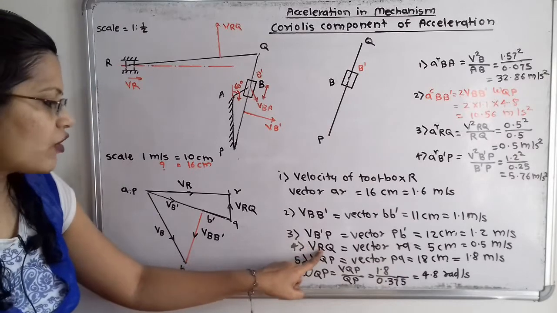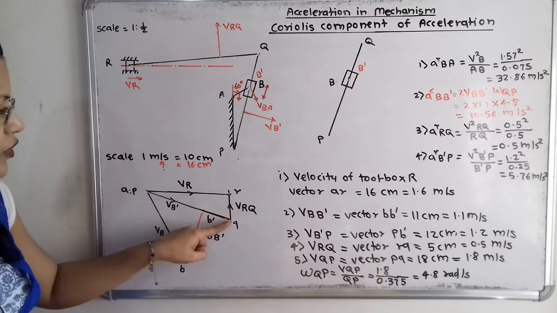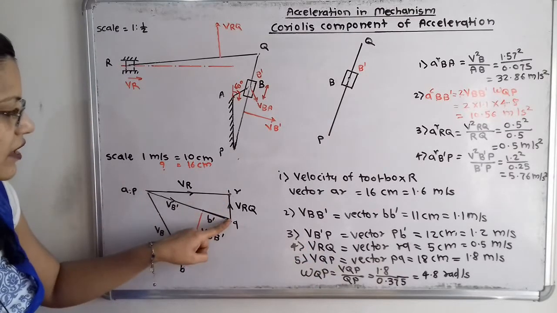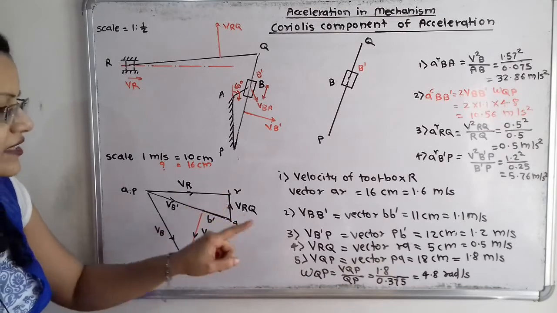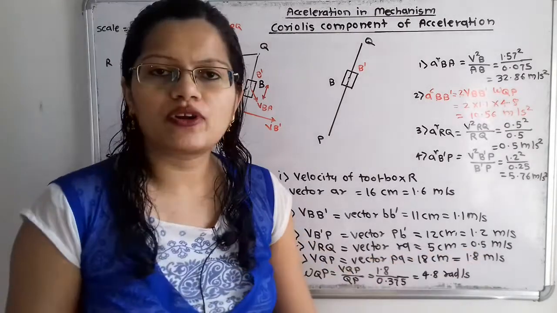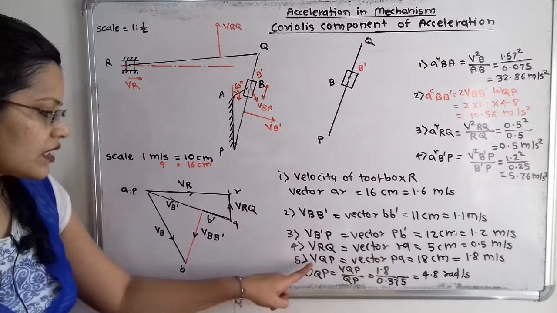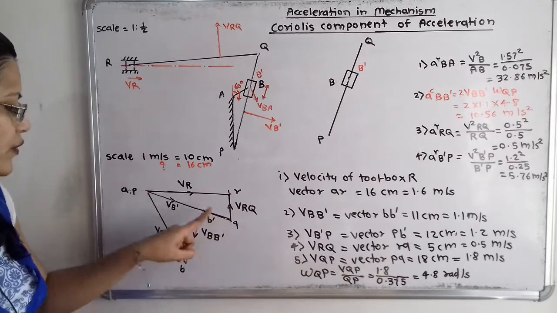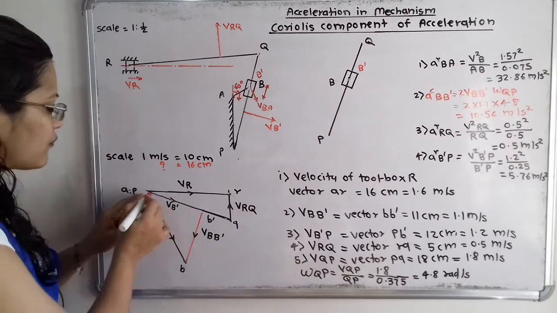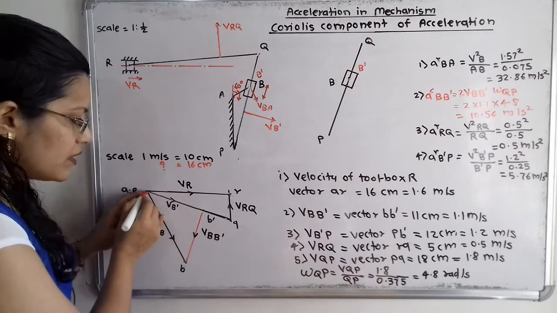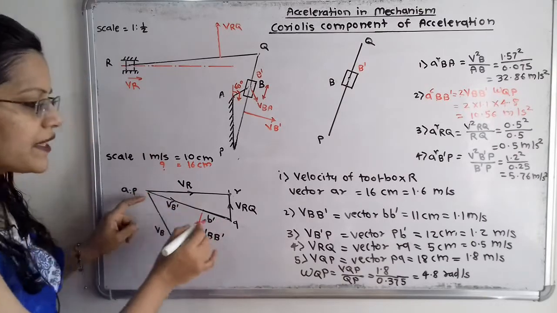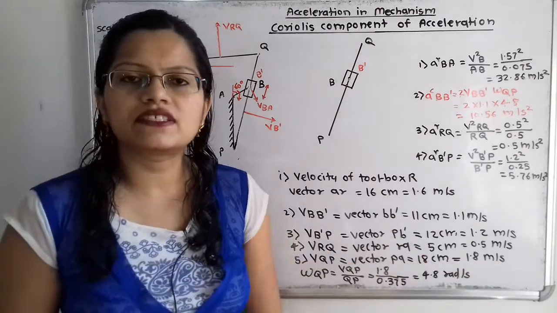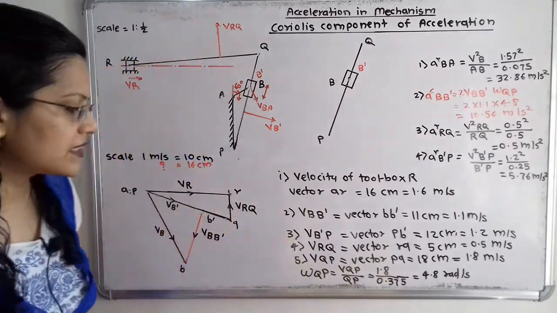Then the velocity of R with respect to Q. For that we have to measure the vector QR, and it is 5 centimeters, which is equal to 0.5 meter per second. Then the velocity of Q with respect to P. For that we have to measure the vector PQ. Length PQ is 18 centimeter, which is equal to 1.8 meter per second.